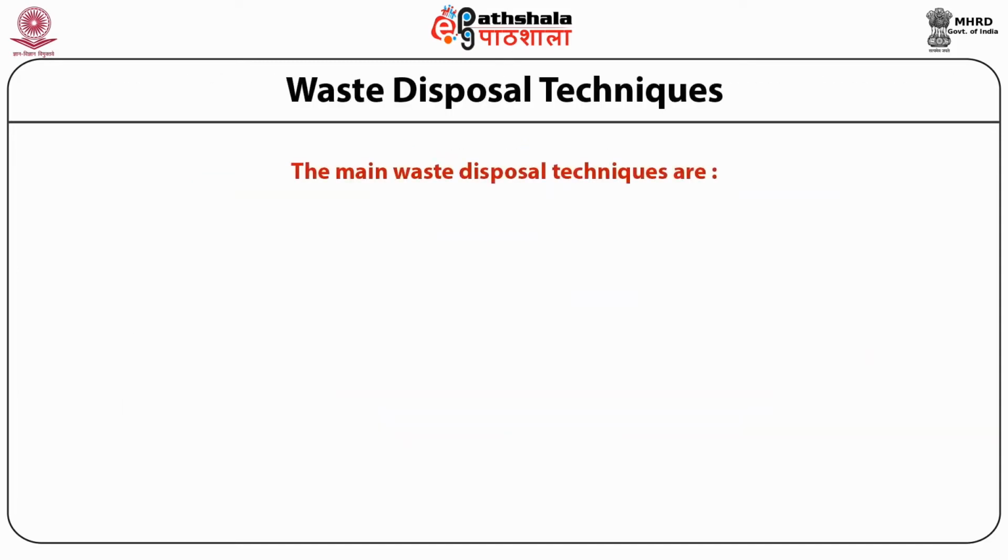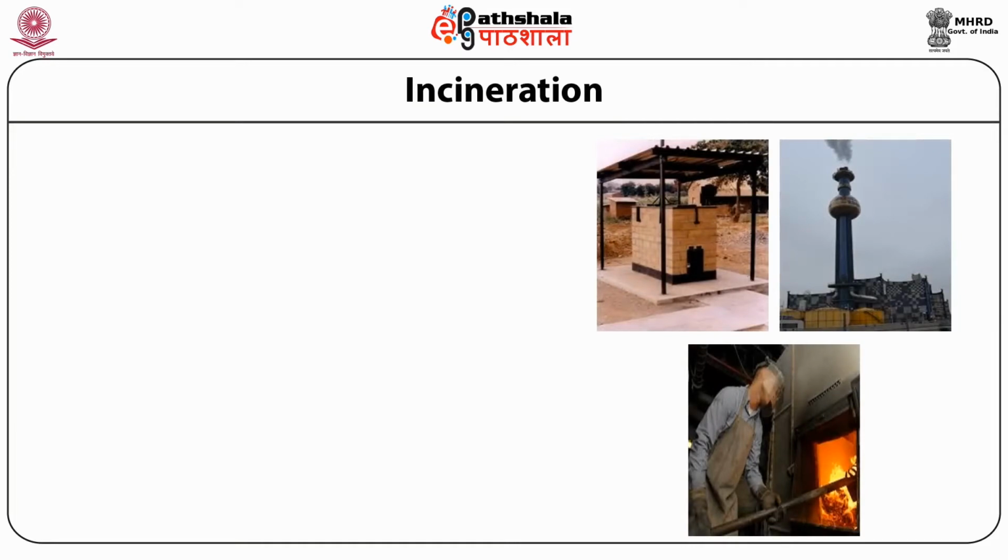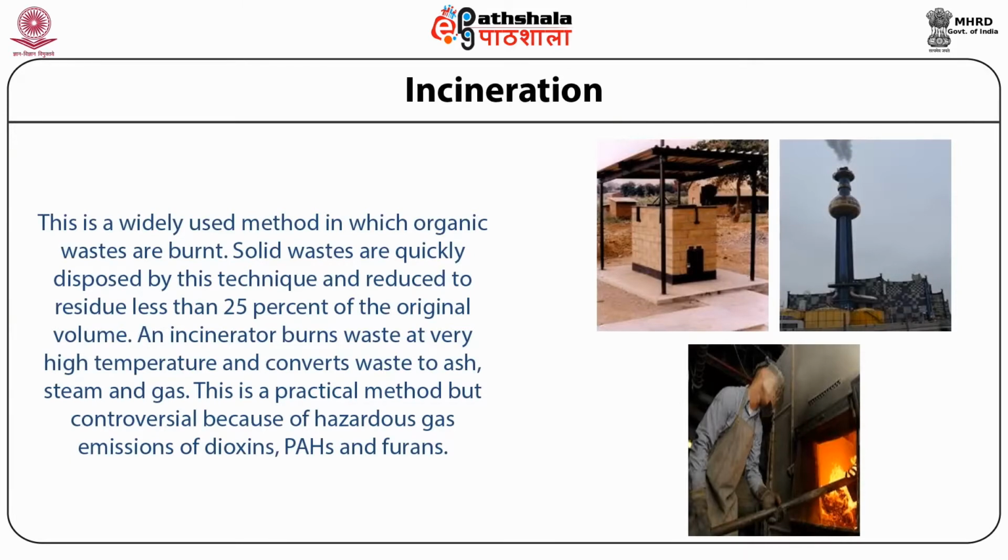The main waste disposal techniques are incineration, landfill, recycling, and composting. Let us first of all know about incineration. This is a widely used method in which organic wastes are burnt, as you can see on the screen. Solid wastes are quickly disposed of by this technique and reduced to residue less than 25% of the original volume. An incinerator burns waste at very high temperature and converts waste to ash, steam, and gas. This is a practical method but controversial because of hazardous gas emissions of dioxins, PAH, and furans. You can see a household incinerator on the screen at the moment.